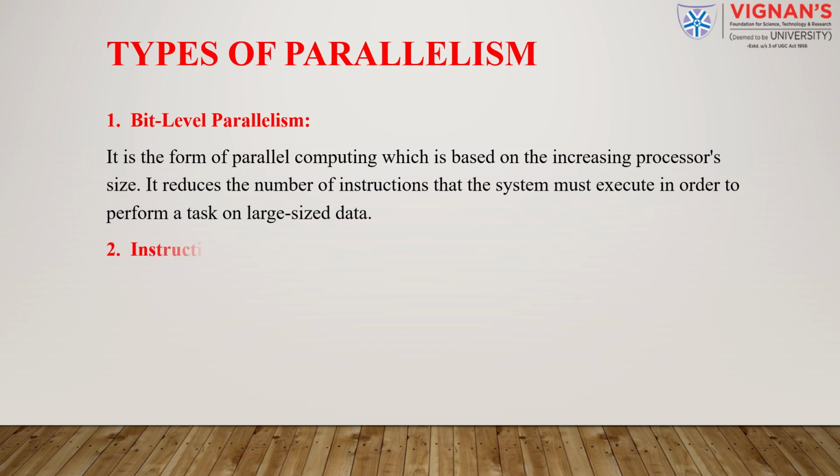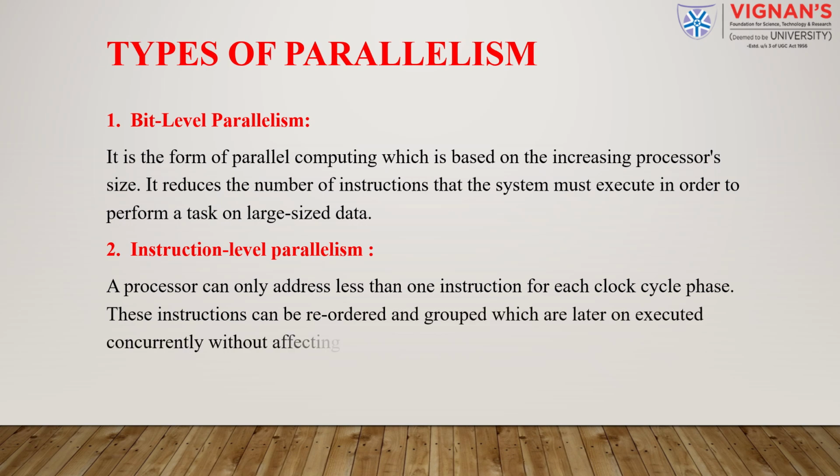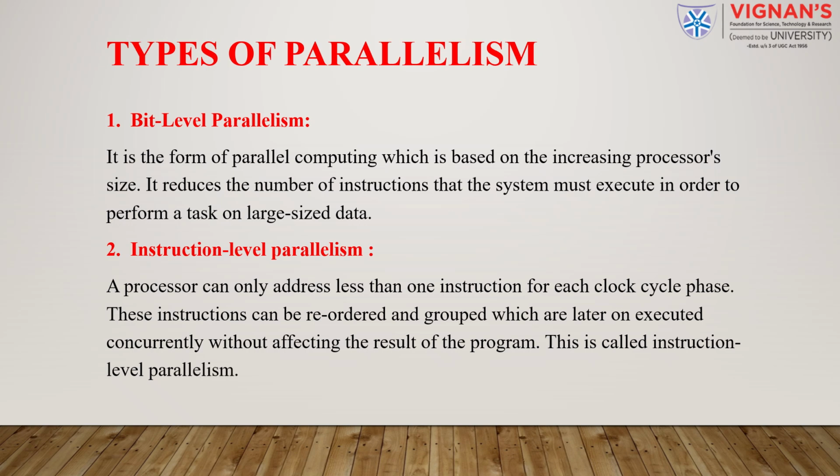2. Instruction-level parallelism, ILP. Typically, a processor addresses less than 1 instruction per clock cycle. However, with ILP, instructions can be reordered in groups to be executed concurrently without affecting the program's result. This allows the processor to do more within a single clock cycle phase.